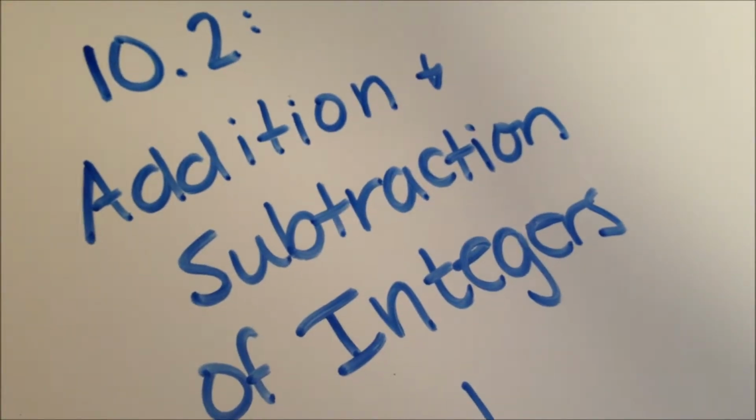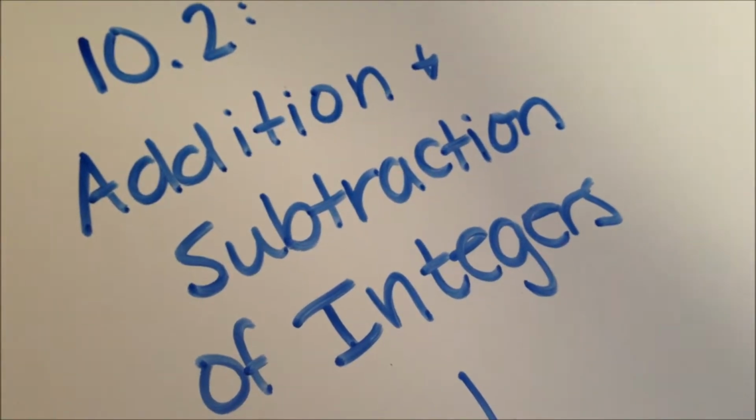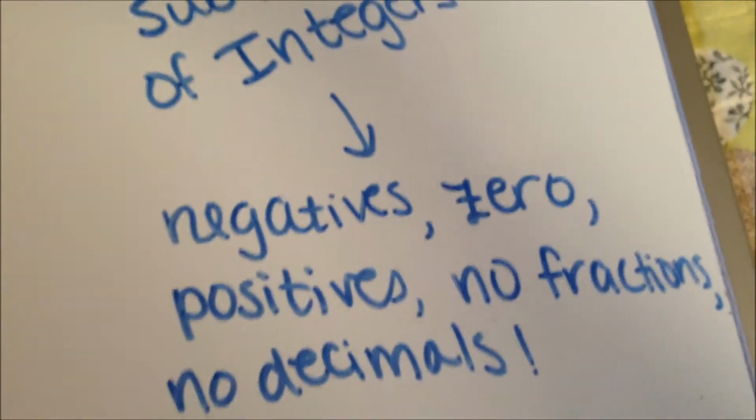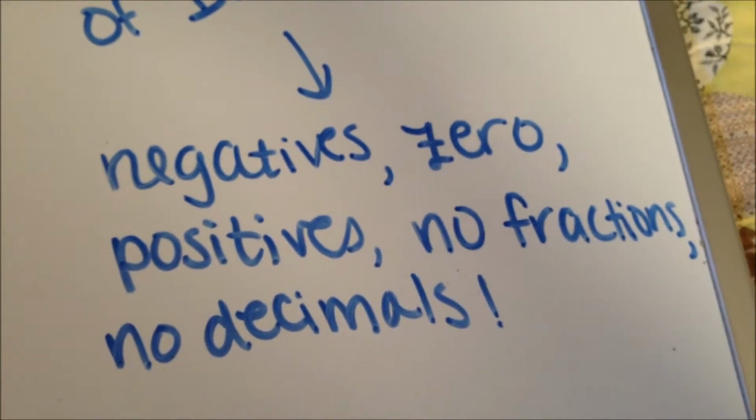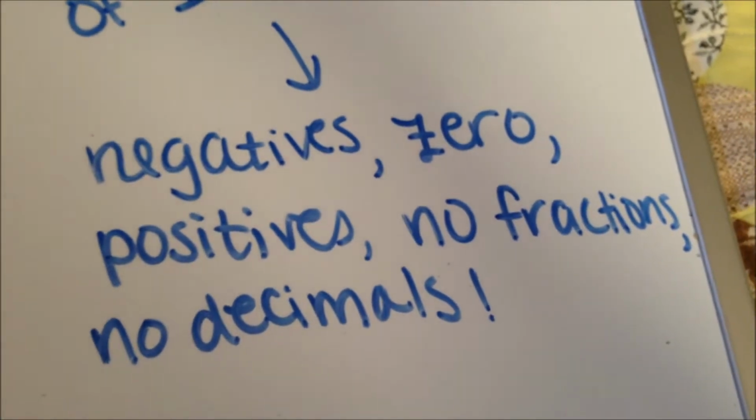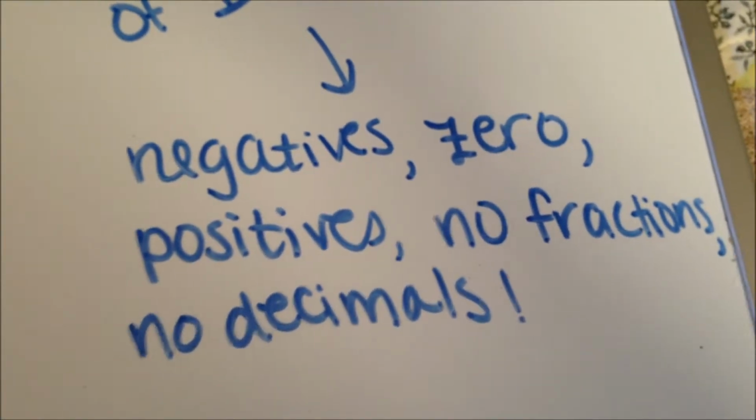Section 10.2, addition and subtraction of integers. And just remember, integers include negative numbers, 0, positive numbers, but do not include fractions or decimals.